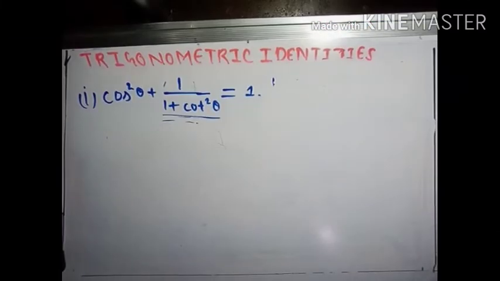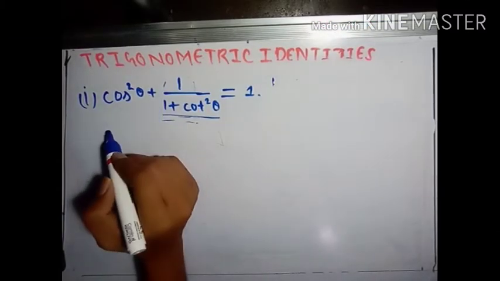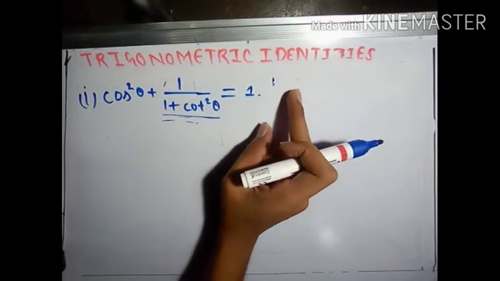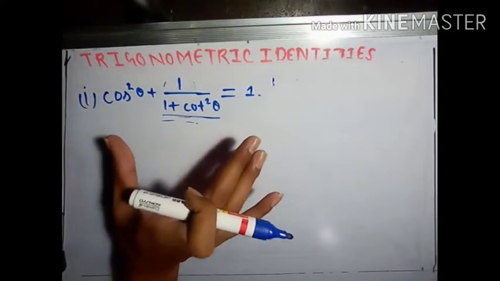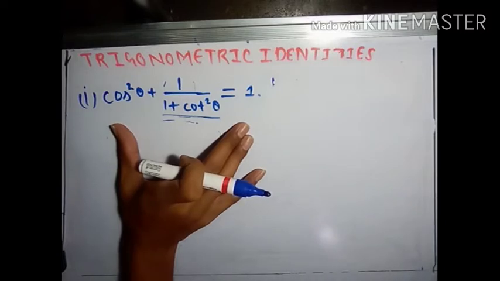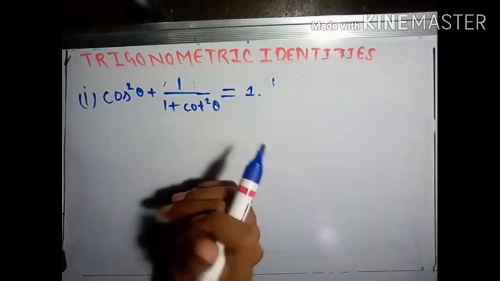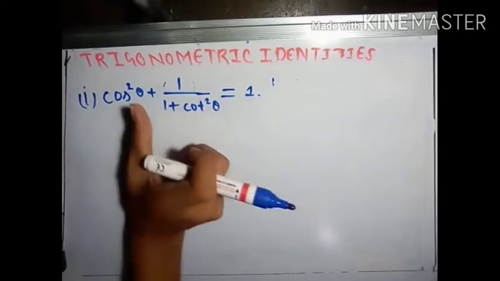So let's move. Now I am taking an example. Cos square theta plus 1 upon 1 plus cot square theta is equal to 1. So this question we are going to prove. And for proving this question, first of all notice the square. Yes, there is a square.